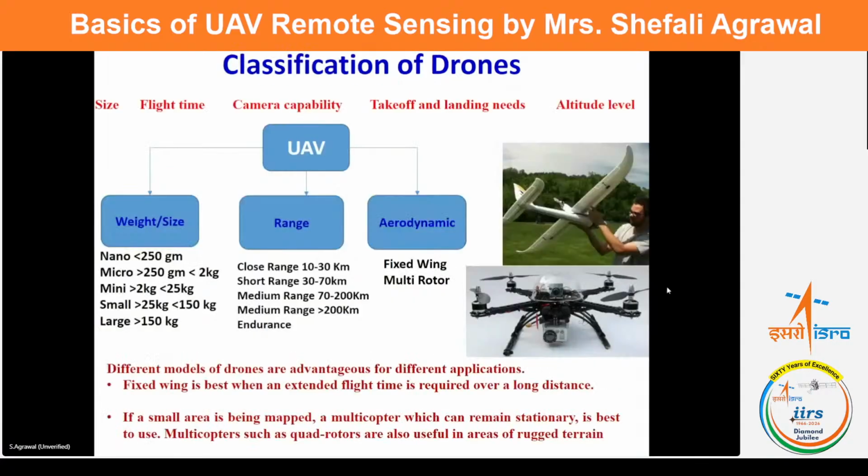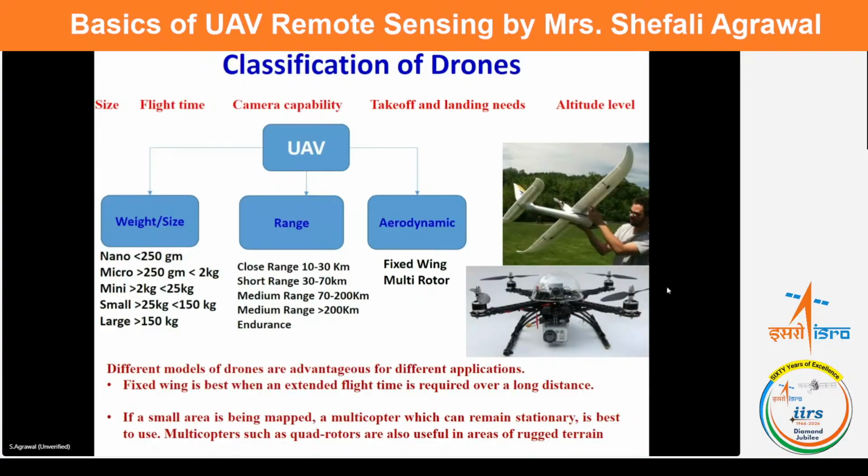Right? So now, when we talk about drones, what are these drones? As we said, the drones are mainly of three mechanical types. The drone classification in India, and globally too, is based on three major categories. One is based on the weight, size, range, and aerodynamic capabilities. In India, based on weight and size, there are 5 major categories.